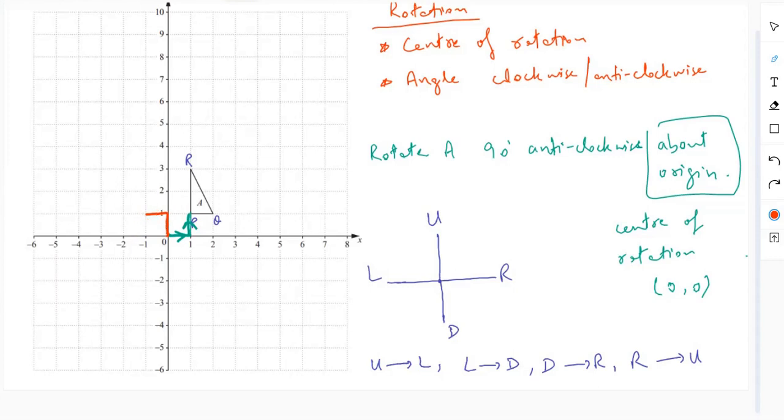P dash हमने मार्क कर दिया, I'm going to erase this now. So this is my point P dash. ये मेरा point P dash हो गया. What about R? R के लिए क्या करना पड़ रहा है? आप फिर से देख लें उसी तरह से. I'm going 1 unit right, 1 right, and then 3 units up like this.